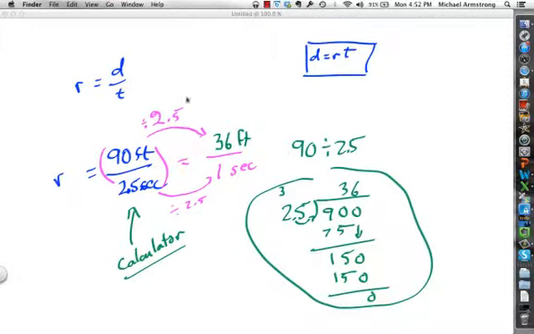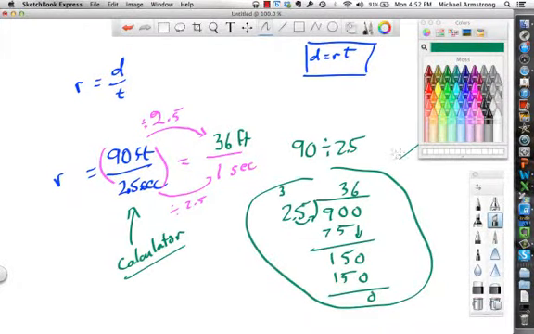I like to do it on paper. It makes me understand exactly what's happening. Okay. But that's how it works.